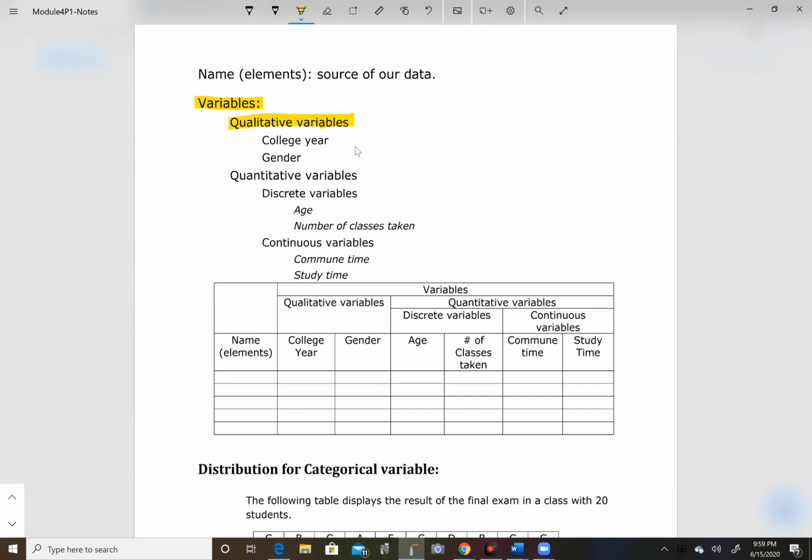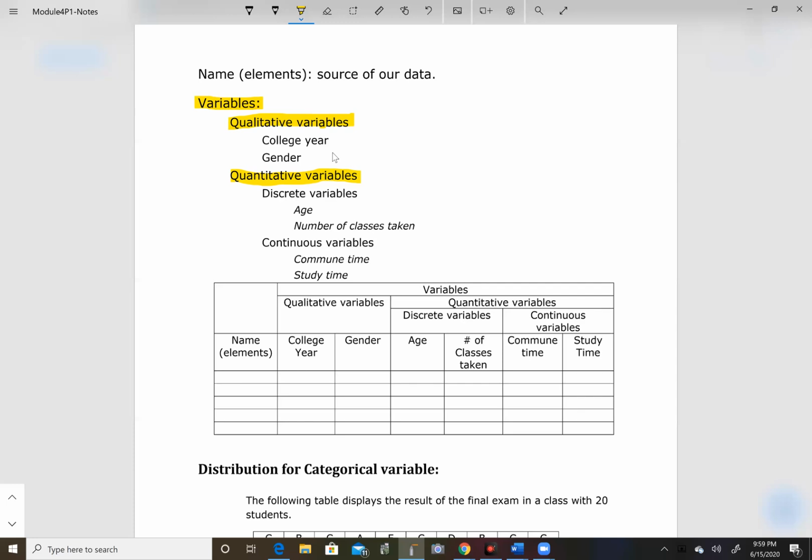So qualitative variables are things that you can't describe using numbers necessarily, and quantitative variables are variables that you can use numbers to describe. And it gives you a couple of examples here, like college year under qualitative variables could be freshman, sophomore, junior, senior. Okay, you could say year one, you could say year two, but those aren't really about a value so much as just a name for what year you are in.